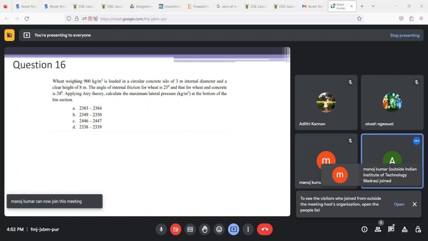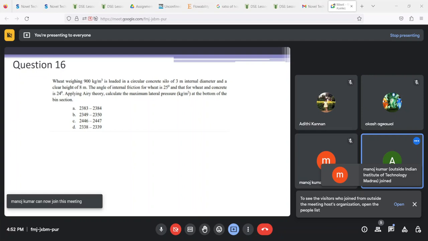In the first question, the coefficient of friction was given between your grains and your silo, but in this case you are given only the internal friction angle. The angle of internal friction for wheat is 25 degrees, that is between the two grains. Between the grain and the bin it is 24 degrees. Applying Airy theory, calculate the maximum lateral pressure at the bottom of the bin section.